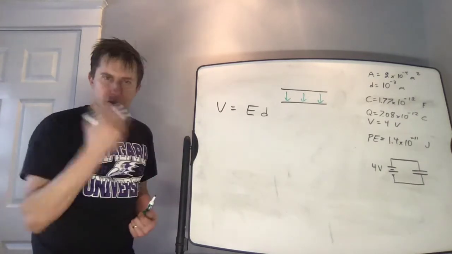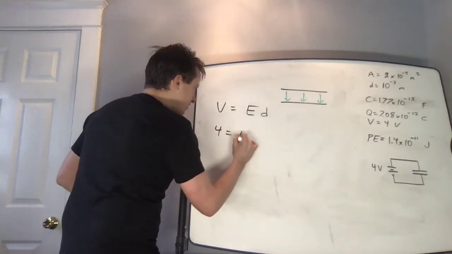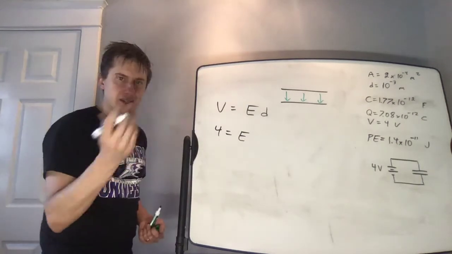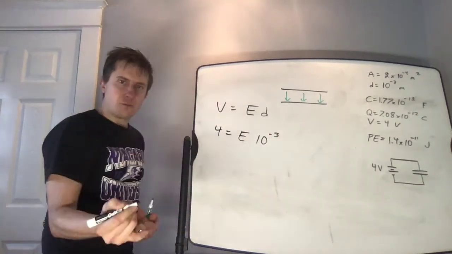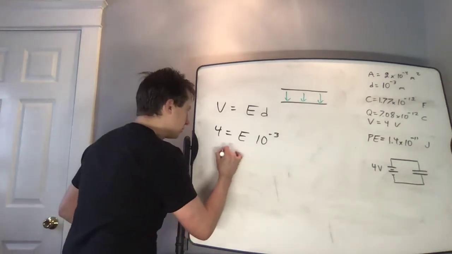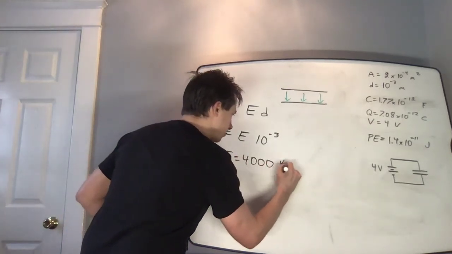We are told the voltage drop across the capacitor is 4 volts, and the distance between the capacitor plates is 1 millimeter, or 10 to the negative 3 meters. Therefore, the strength of the electric field between the plates of this capacitor is 4,000 volts per meter.